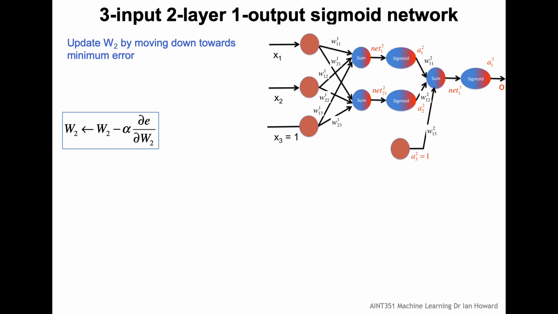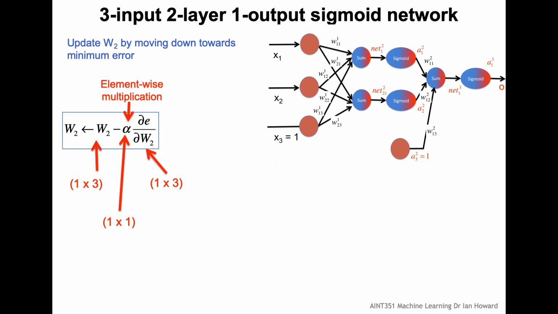And same kind of principle for W2. Again, we move down towards minimum error. So W2 goes to W2 minus a scaled version of dE dW2, which is the gradient of the error with respect to W2. In this case, you can see it's 1 by 3. So that's, again, 1 by 1, because it's just a scaling factor, times 1 by 3, which has got to be the same size as the weight matrix. And again, that's element-wise multiplication, so it's just scaling every value in the gradient vector by alpha.